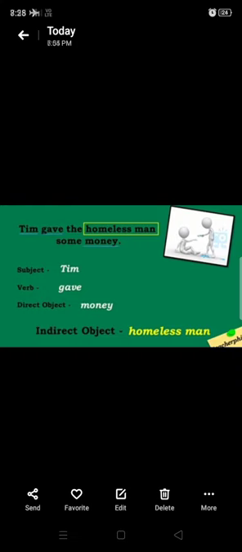Similarly, one more example. Tim gives the homeless man some money. Here we have the subject as Tim, the verb as gave, and the direct object as money. So ask a question: what did Tim give? Tim gave some money. Now some money is the direct object, and to whom did Tim give the money? To the homeless man. So here the homeless man is the indirect object. All right, students.